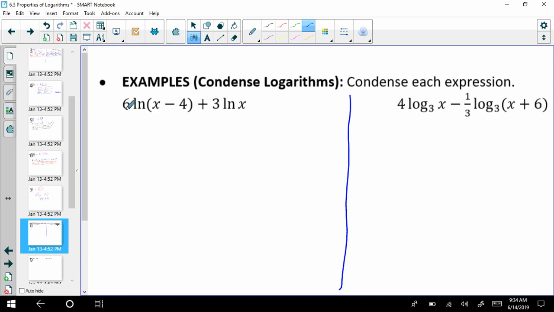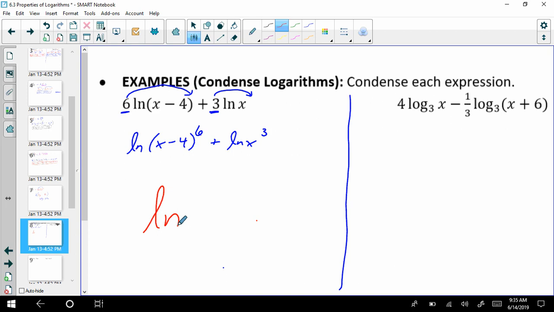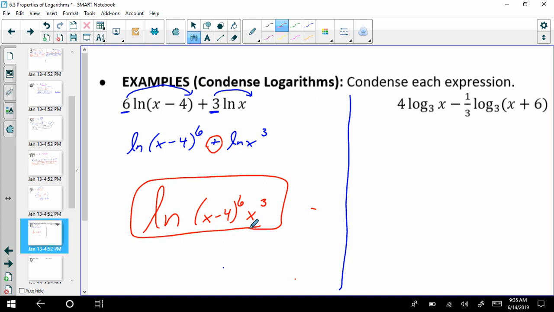So notice these numbers sitting in front of the logs. They are going to turn back into the exponents. And then the last step, rather than having multiple logs, I want my final answer to just use one log. So when I condense these together, are they going to multiply together or are they going to divide? Well, since it was addition, they're going to multiply. This is the condensed answer.